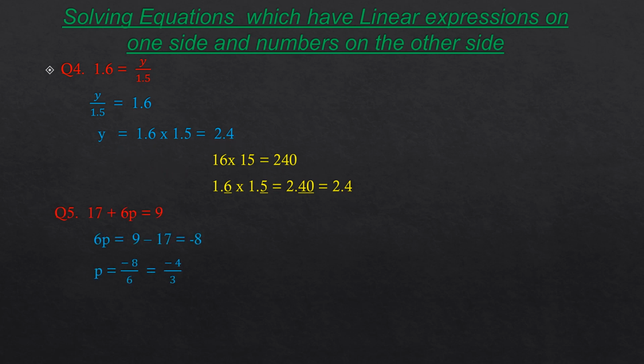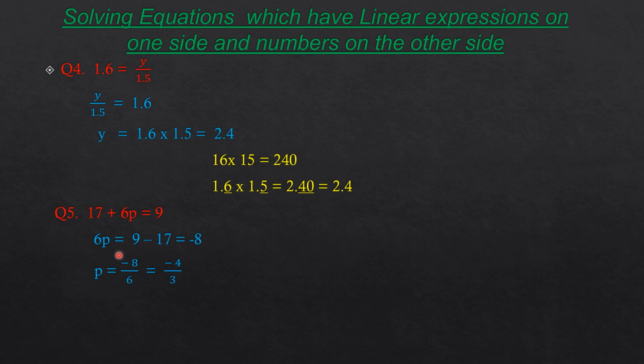Now question number 5. 17 + 6p = 9. Here 17 is added, so transposing it becomes minus. 9 minus 17 is equal to minus 8. Take care, we have to write the right side value first, otherwise our answer becomes wrong. 6p = -8.